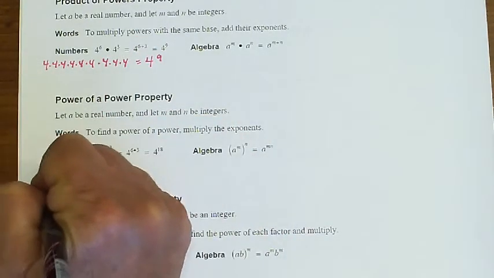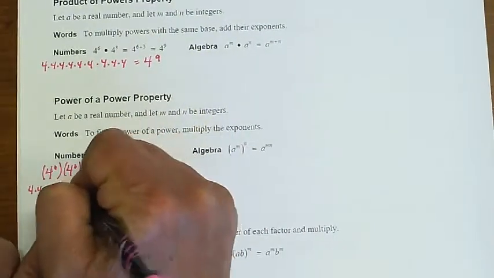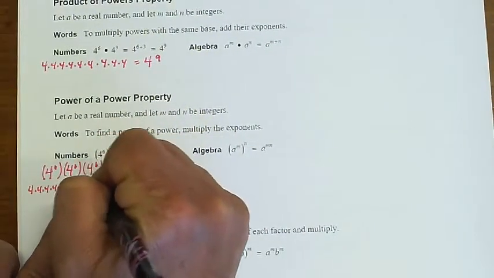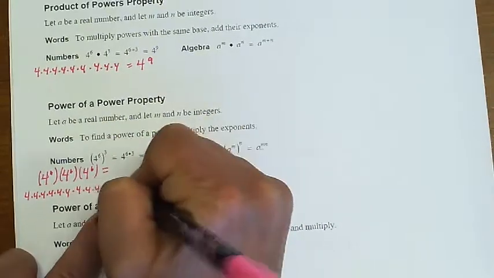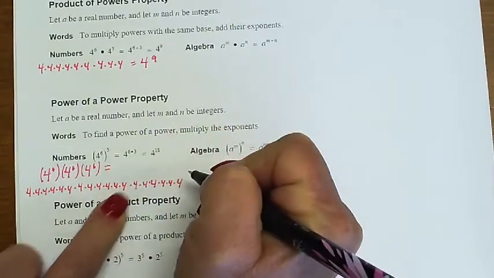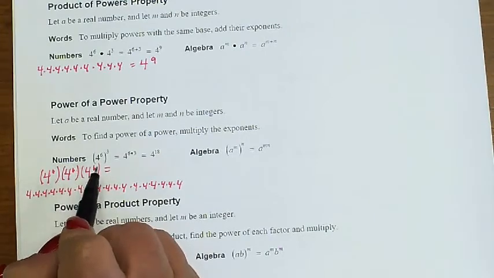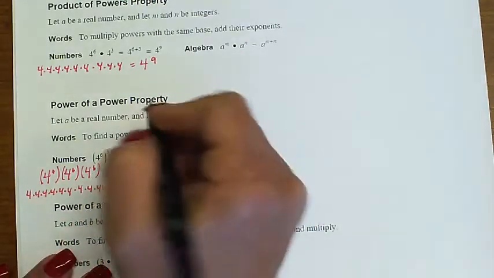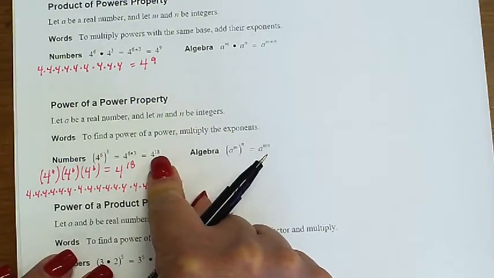Now if you think about what that is, if you were to expand it even more, this would be 4 times 4 times 4 times 4 times 4 times 4. That's 6 of them. And then I've got another 6 from this group, and another 6. I've got 6 from this group, 6 from this group, and 6 from this group. So I have a total of 18. So that would be 4 to the 18th power.